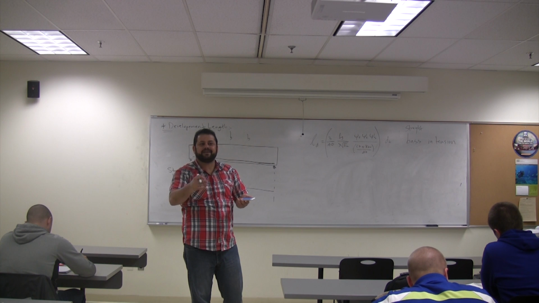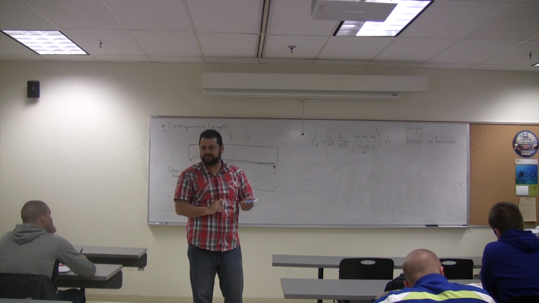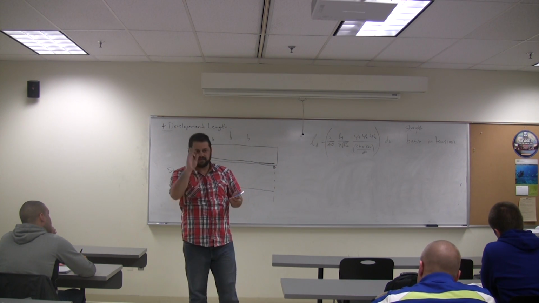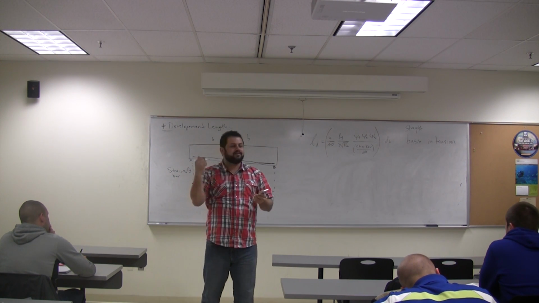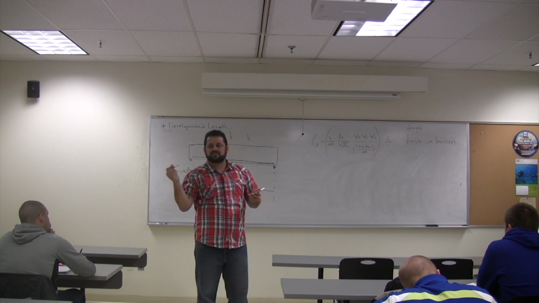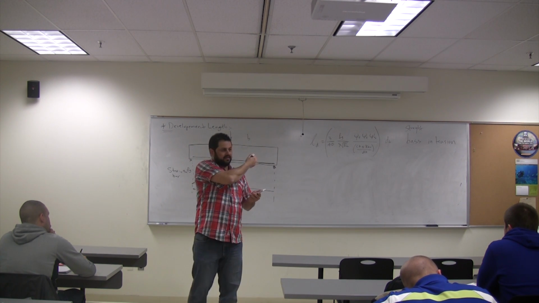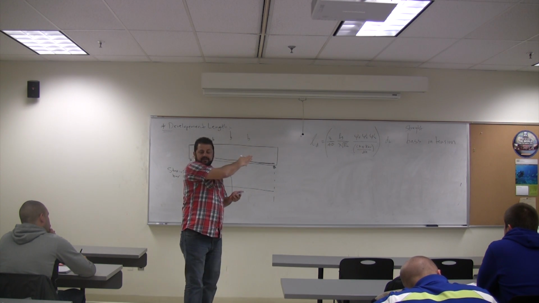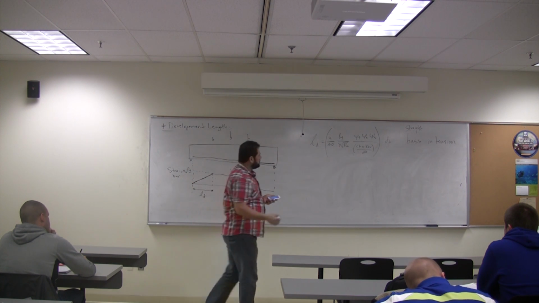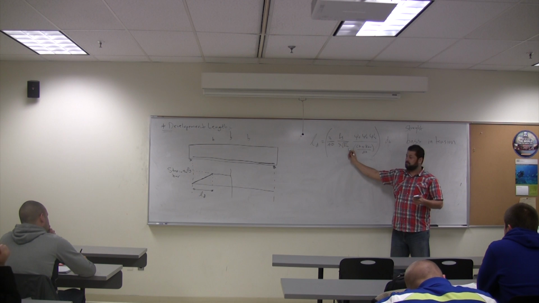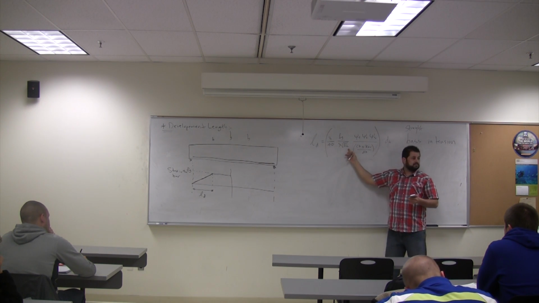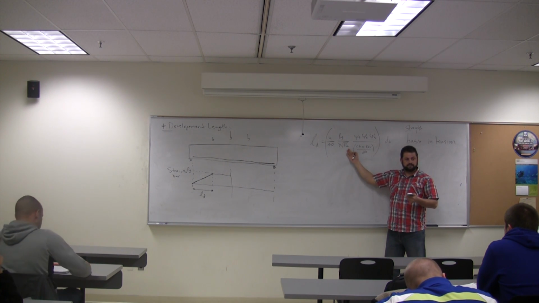You say, okay, I'm going to terminate my bars in a standard hook. There are standard hooks, 90-degree hook, 180-degree hook. If you do that, the development length becomes much smaller than the required development length for bars in tension. Not only that, you can say, you know what? I can increase the concrete strength. If I increase the concrete strength, this will be lower, right? Because it's at the bottom, it's in the denominator.